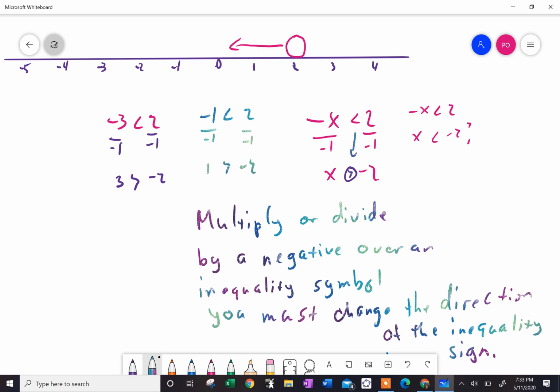So that's it. That's where I'm going to stop the video. Well, I'll do one last one. If I have negative x is greater than or equal to negative 6, I would divide by negative 1. That becomes a positive x. That becomes a positive 6, and I'd have to change my inequality sign.